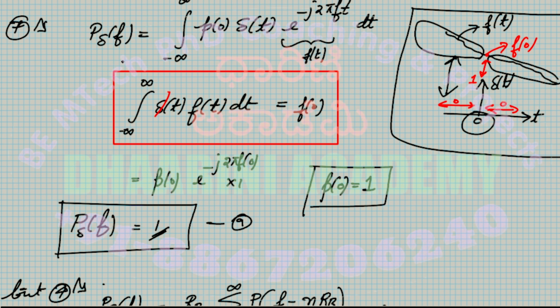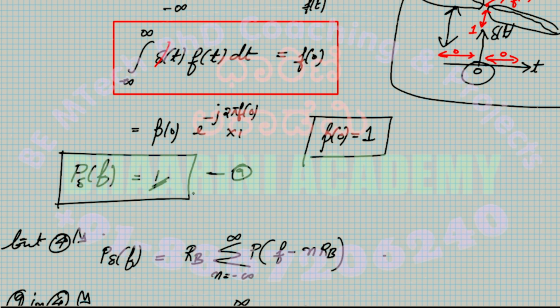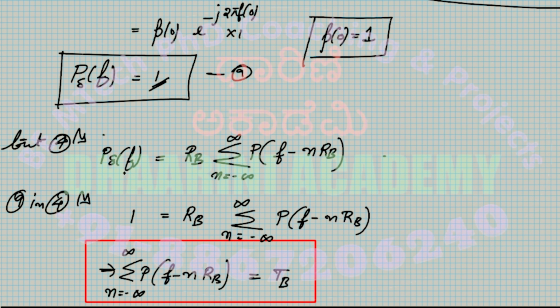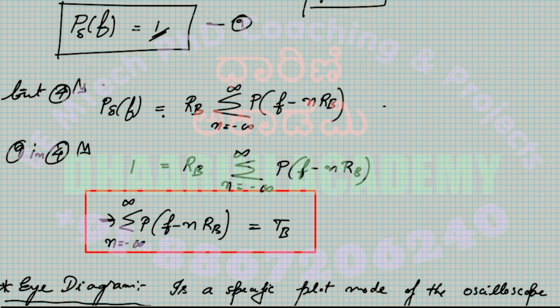So this becomes p of 0, which is equal to 1. On the left hand side, I have P delta of f. So P delta of f is equal to 1. This is what I get, that is equation number 9. Let's go back and check equation number 4, which we held previously. We said just hold on to this, we'll come back to this later. Now I go back to equation number 4, which is once again written here. On the left hand side, I have P delta of f. On the right hand side, you have Rb into the summation of capital P of f minus nRb. But just now we proved from equation 9 that P delta of f is equal to 1. So on the left hand side, replace it with 1. So 1 is equal to Rb into the summation.